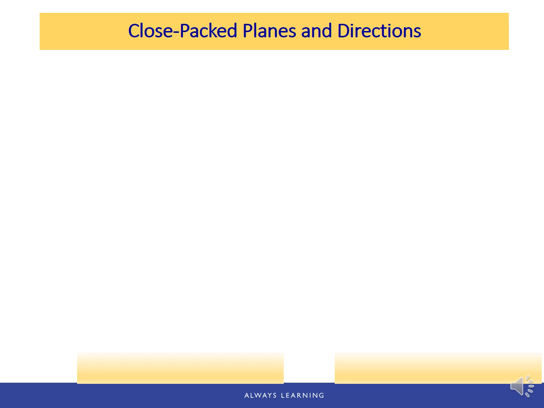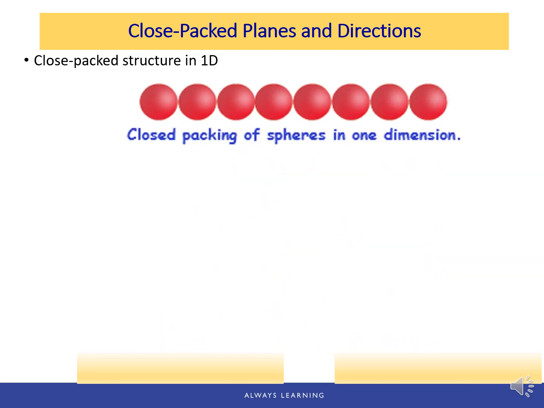So we'll start from 1D. Close packed structure in 1D. Think about you have a lot of balls, and you want to put them in a row. The most efficient way to place the balls in a row in 1D is like this. Each atom, or each ball, is in touch with its adjacent neighbors.